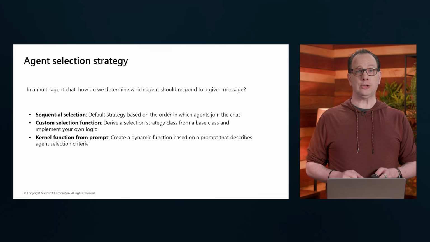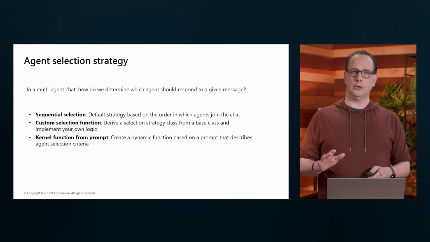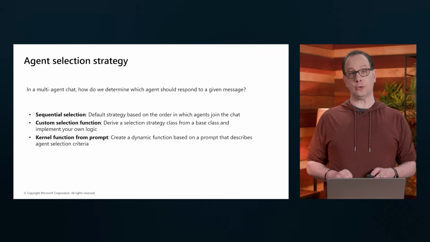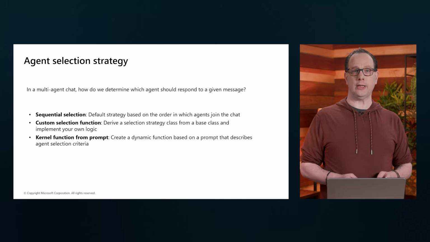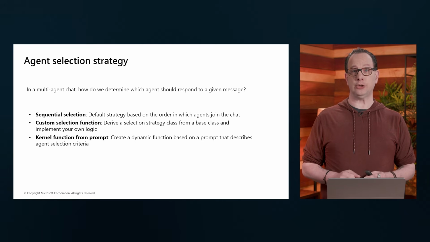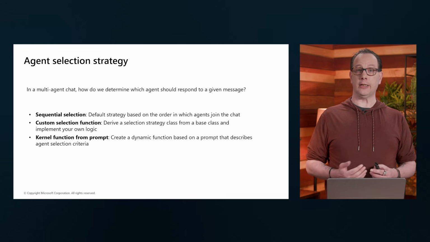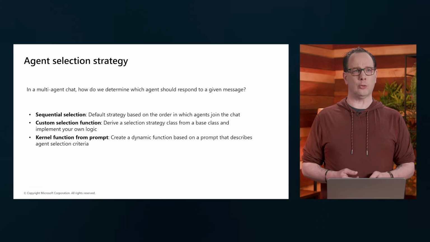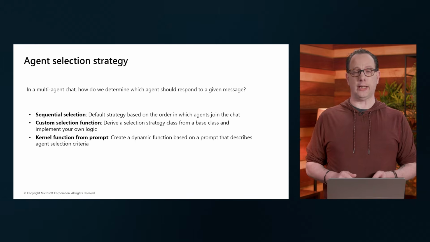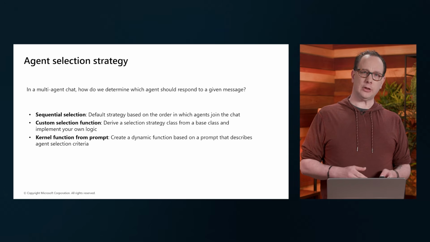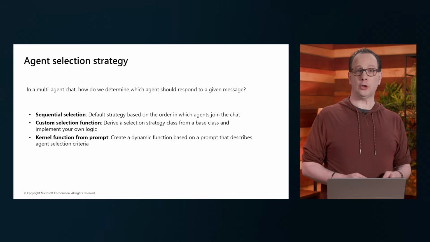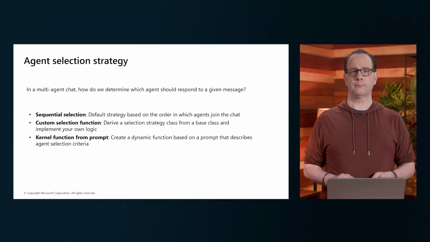Next to that, we have the sequential selection strategy. The sequential selection strategy class offers a predefined selection strategy where the agent turn order is based on the order in which the agents were added into the chat conversation. The option to specify an initial agent is obviously also available. Another one is the kernel function selection strategy class. This class allows you to define your selection strategy by creating a kernel function based on a prompt.